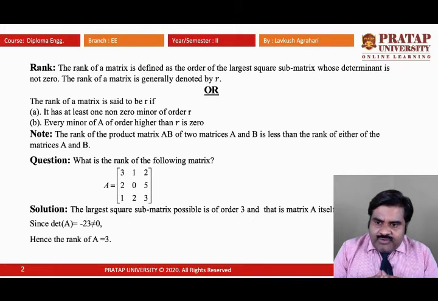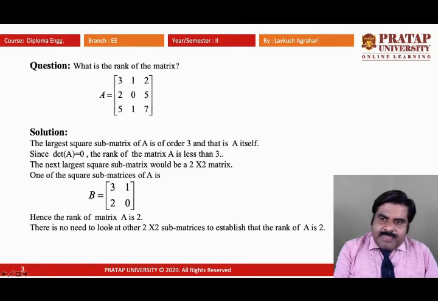For example, we have a question: what is the rank of this matrix? If we calculate the determinant of this matrix A, it becomes minus 23, which is not 0. Hence we can say the rank of the matrix A will be 3. Let's see another example.